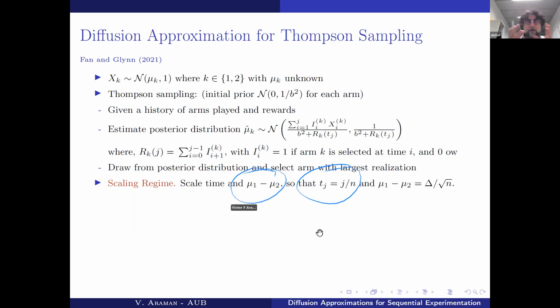And they make the two basically at the same time that they scale time, they make the values of mu, the original one, the unknown one, close to each other, right? So it becomes a harder problem, but you have more time. So I'm increasing the horizon, but at the same time, I'm making your problem harder.